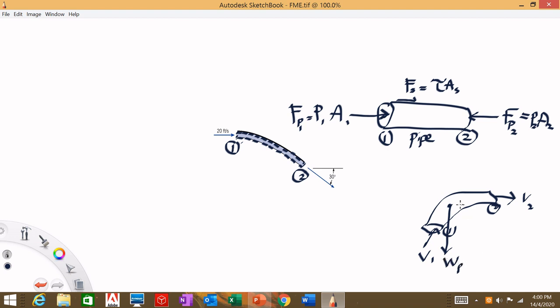And also the weight of the water inside the pipe bend. So there are two weights here. If you want to include them, then you can. But in this example, the vane, I believe that the weight is also ignored.